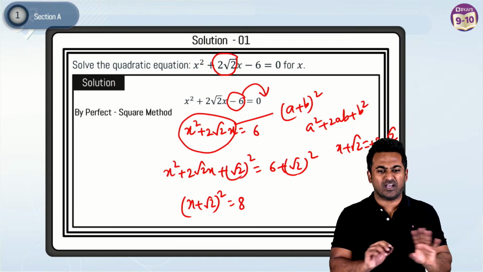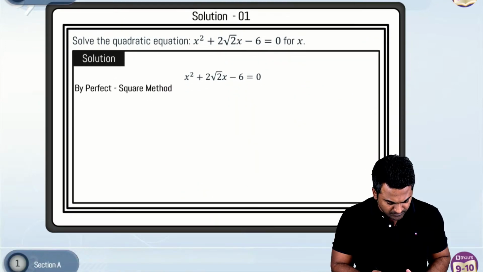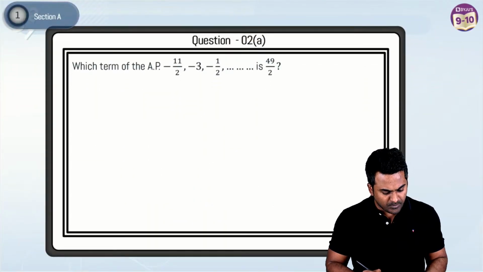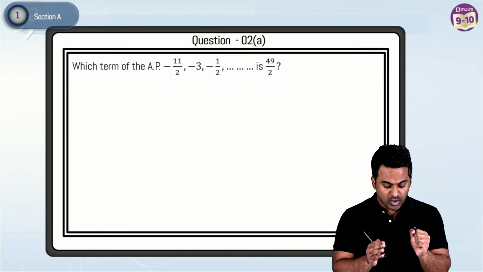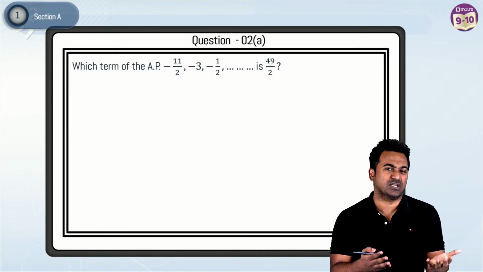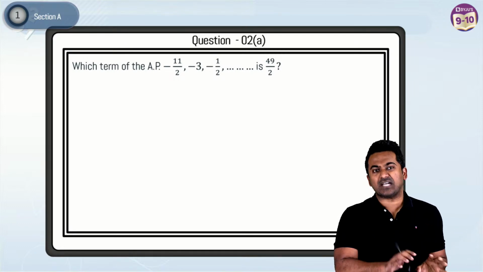Okay, so this was a fairly simple question. Let's move on and check out the next question here. Okay, so which term of this arithmetic progression is 49/2? So arithmetic progressions, how do they work? I'm sure you guys have studied them in depth. So they're asking us the term, right?